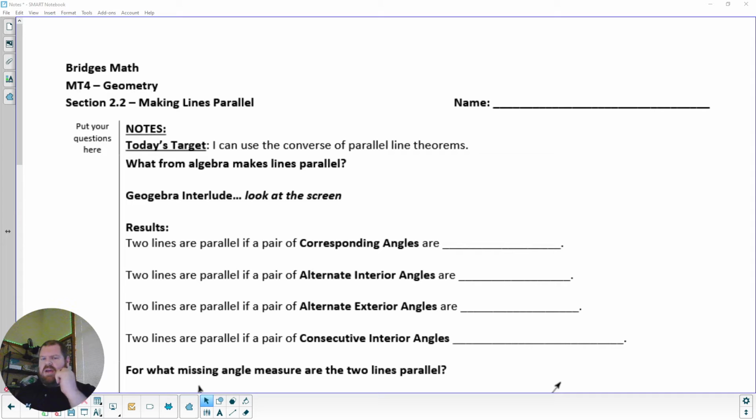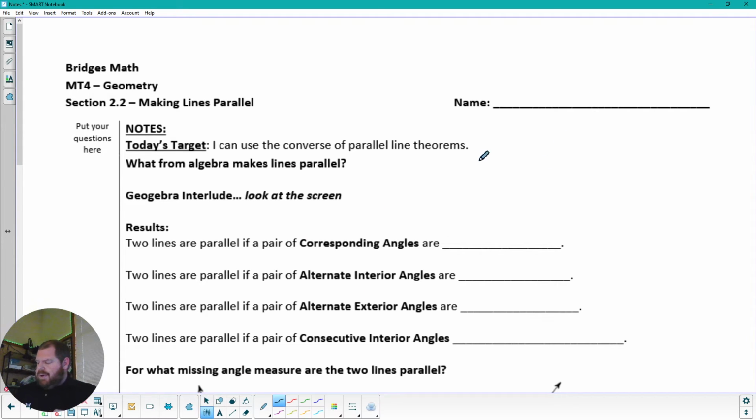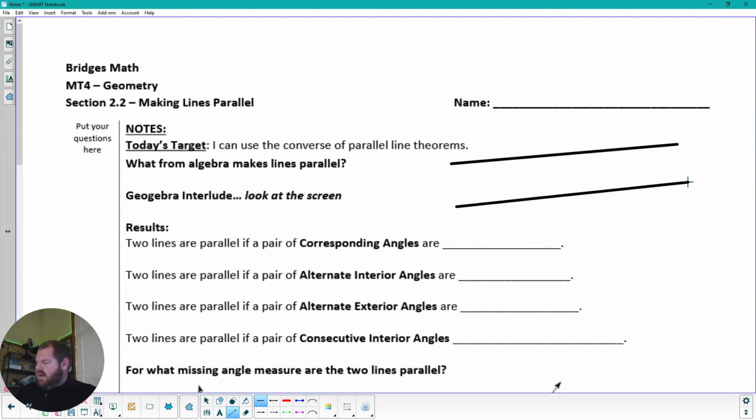Today we're going to be looking at how we can make lines parallel. It's going to be pretty similar to yesterday's stuff. The first thing I want to look at is what in algebra makes two lines parallel.